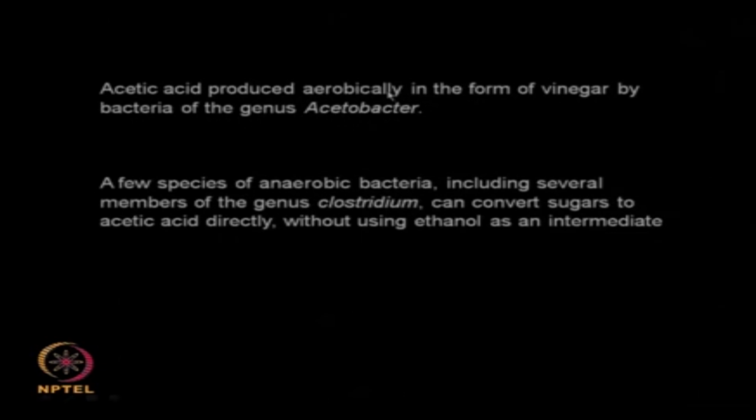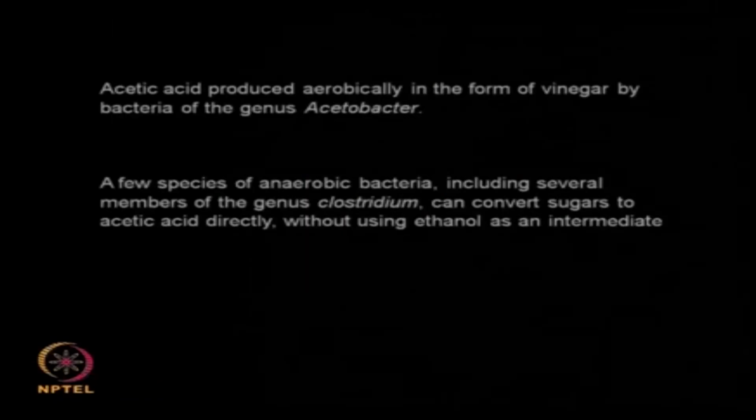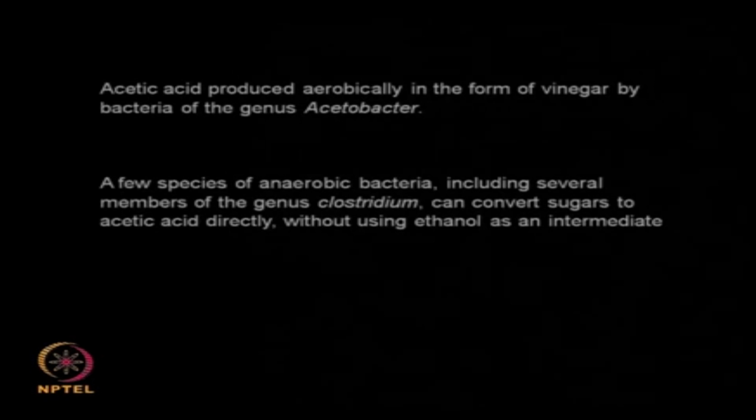If you look at the biochemical route for manufacture of vinegar, you use a bacteria genus called Acetobacter. Even certain genus of Clostridium can also be used for making acetic acid. The advantage here is it does not have to go through ethanol, because ethanol is very toxic for many organisms, and many organisms are not able to survive in the ethanol medium. So Clostridium is another organism which can convert the sugars into acetic acid without going through ethanol in between.